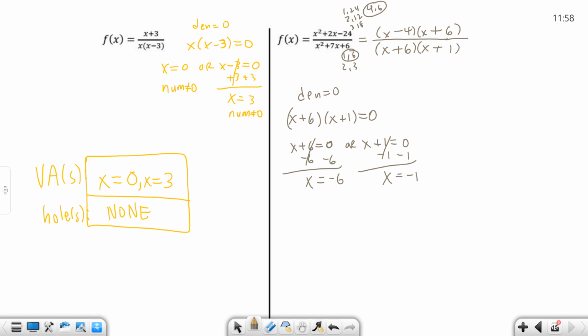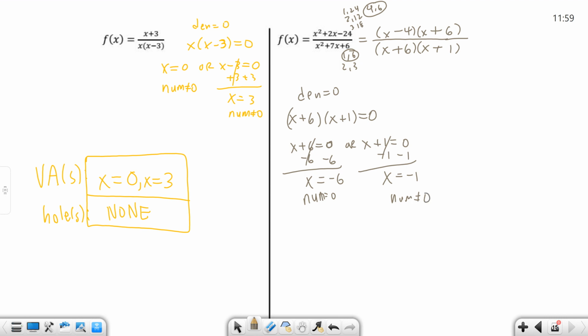So do I have any shared factors? And when I say shared factor, x plus 6 is shared, right? That tells you right there it's shared. If I plug that in the top, the numerator, it's going to make it 0. So any shared factor makes the numerator equal to 0 as well. And this makes the numerator, oops, not equal to 0, all right?